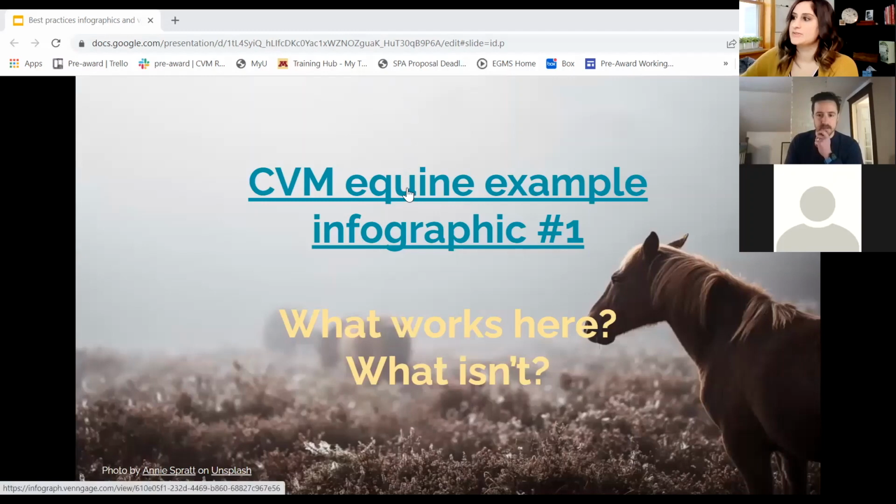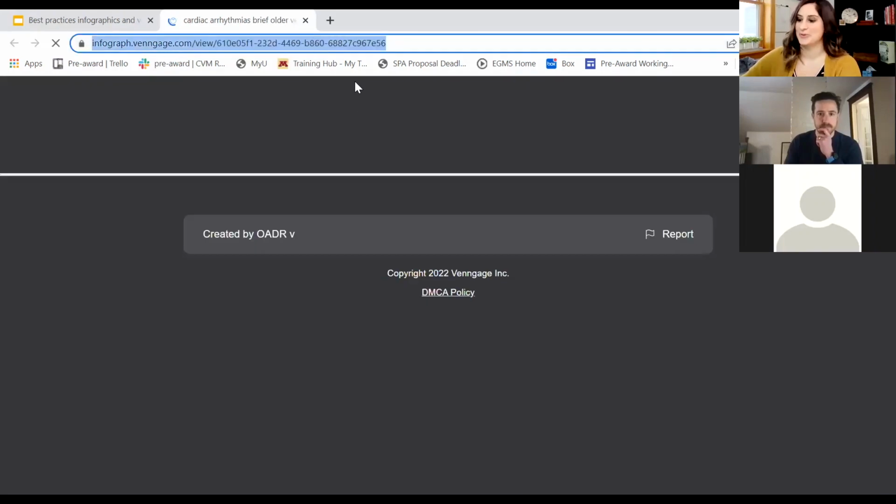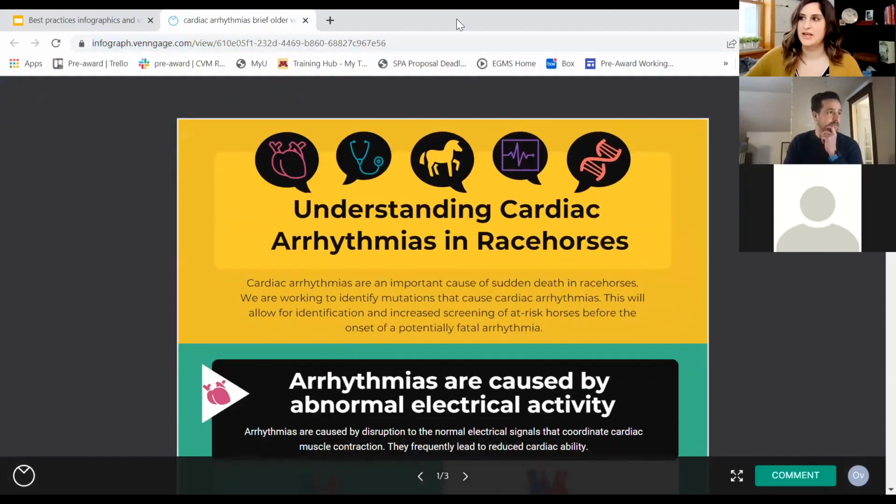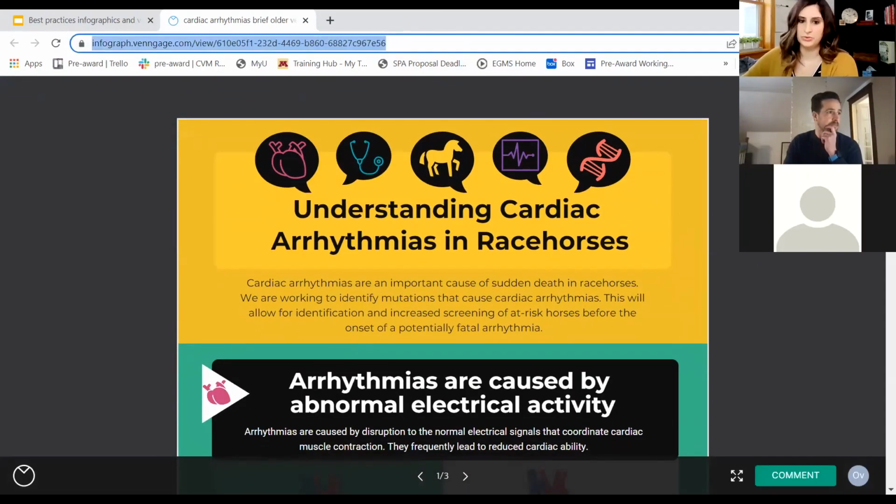Yeah. There is this infographic from last year, which we have permission of the researcher to tear apart today. So I promise we asked her first. But this was one that was submitted last year on cardiac arrhythmias and racehorses. And so I'm going to put the link to this infographic in the chat.